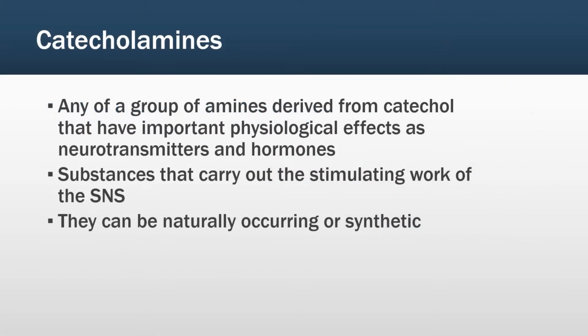Catecholamines consist of any group of amines derived from an underlying catechol structure that have important physiological effects as neurotransmitters and hormones. These substances are released as a result of sympathetic nervous system stimulation and can be naturally occurring, either endogenous or synthetic, exogenous.